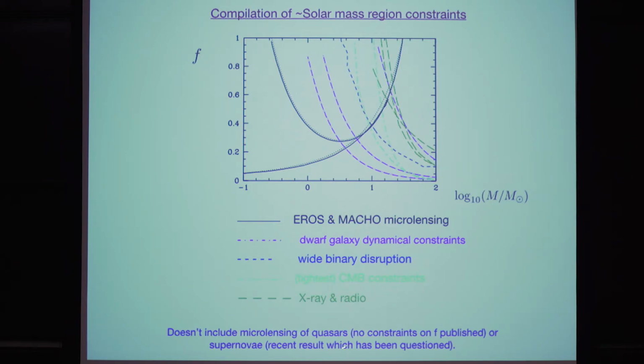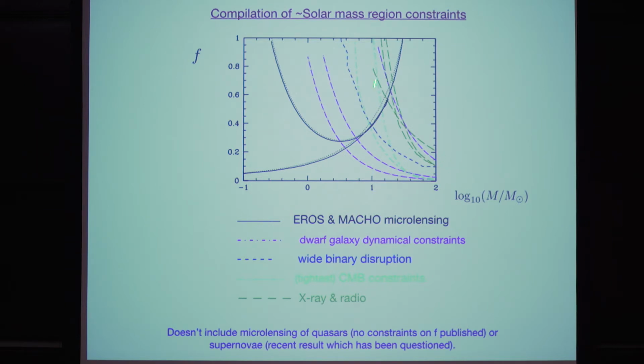I'm missing on here the microlensing of quasars simply because they haven't published a constraint on F. I'm also missing the supernovae, largely because it was just published after I made this plot. As we've talked about a bit already, there are astrophysical assumptions and modelling which go into these various constraints, so for any one of them, it's not clear how robust it might be. But I think what you can take away is certainly that 100 solar mass compact objects are very tightly constrained.